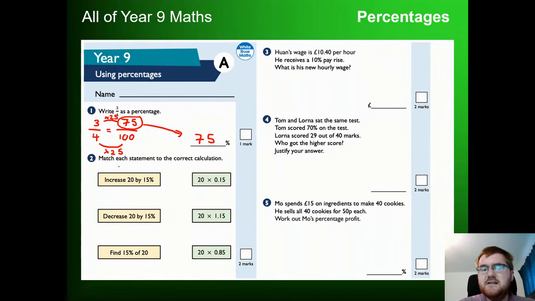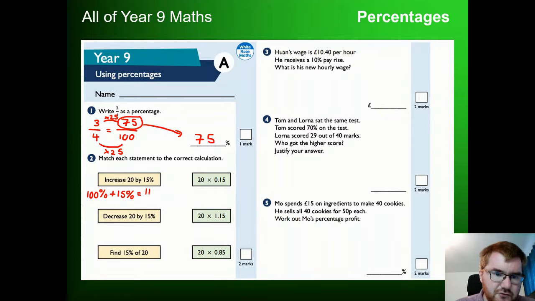So number 2, we need to match each statement to the correct calculation. So let's start with the first one. If we're increasing 20 by 15%, essentially what we're doing is we're taking 100% and we're adding 15% to it.